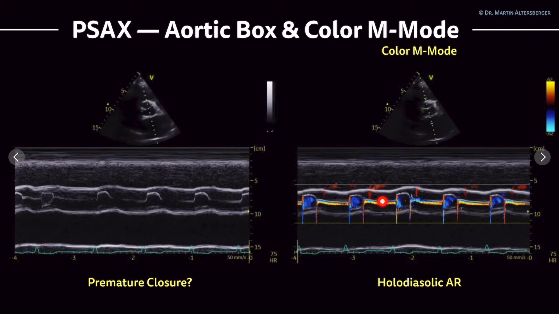So this is diastole, this is aortic regurgitation. It is holodiastolic, so it's throughout the entire diastole, but it's definitely not severe, as it is just this small line seen in this color M-mode example.